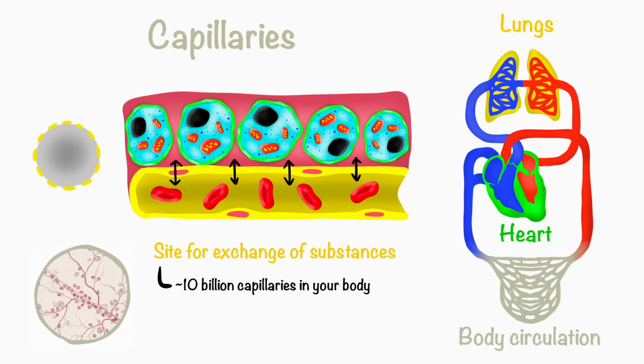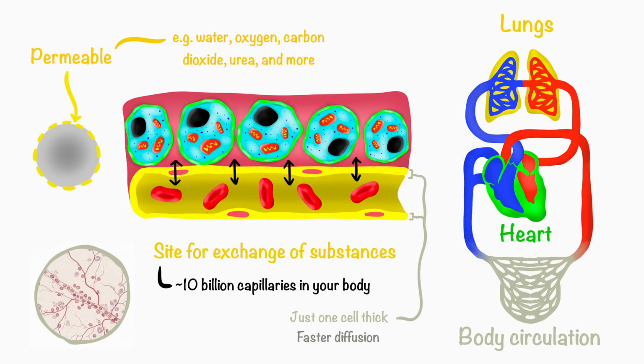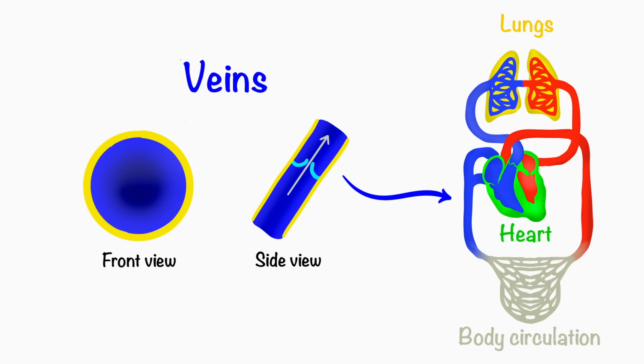First, they're extremely numerous and form extensive networks that reach every cell in the body. Second, capillary walls are incredibly thin, usually just one cell thick. This minimizes the distance substances must diffuse to travel between the blood and surrounding tissues. Third, these thin walls are permeable, allowing small molecules like oxygen, carbon dioxide, nutrients, and waste products to pass through easily. After passing through capillaries, blood flows into veins, which return it to the heart.